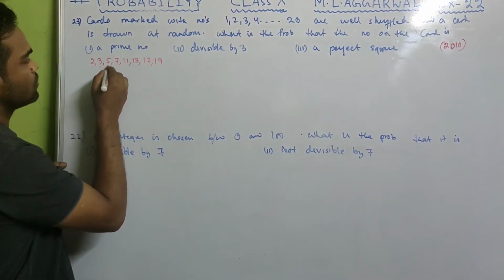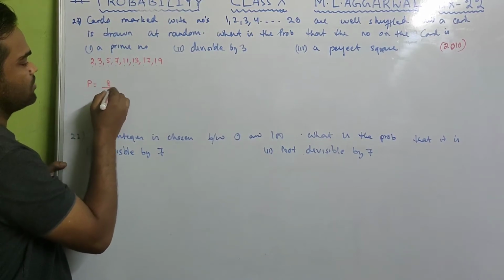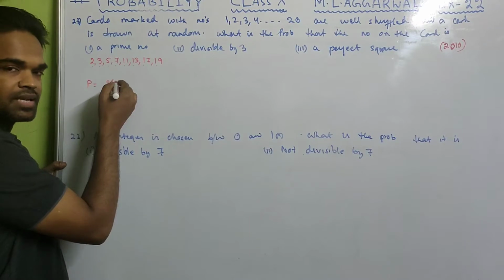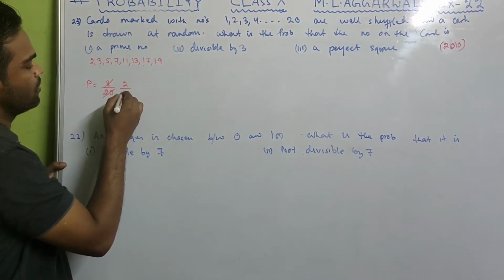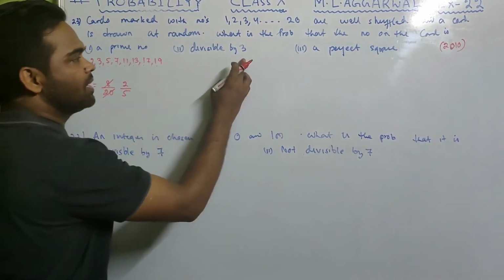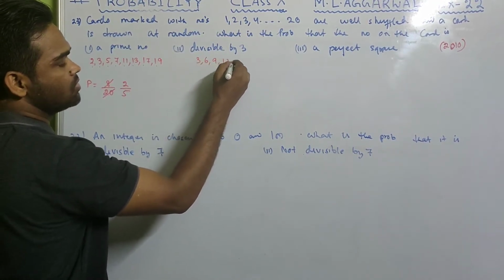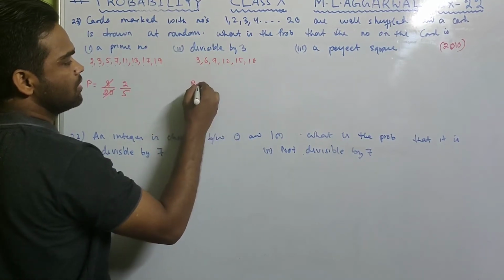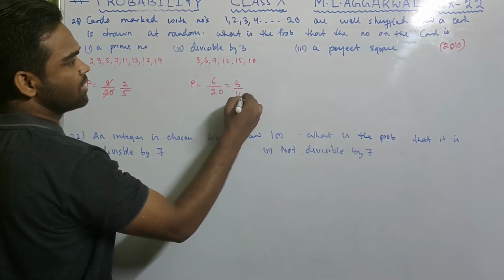So there are 1, 2, 3, 4, 5, 6, 7, 8 prime numbers out of 20. So the probability will be favorable outcomes, that is 8 by 20. That's 4 twos are 8, 4 fives are 20. So 2 by 5. Done. Divisible by 3: your numbers will be 3, 6, 9, 12, 15, 18. So there will be 6 favorable outcomes out of 20. 2 threes are 6, 2 tens are 20.